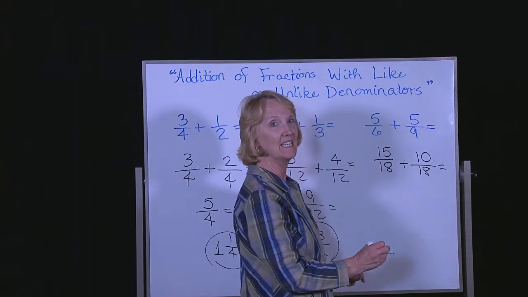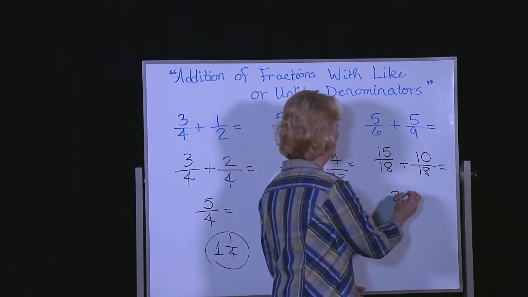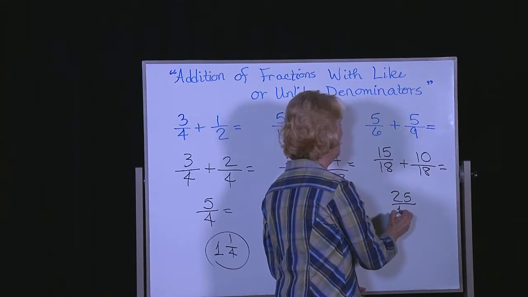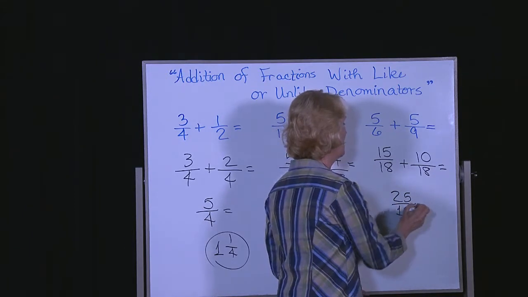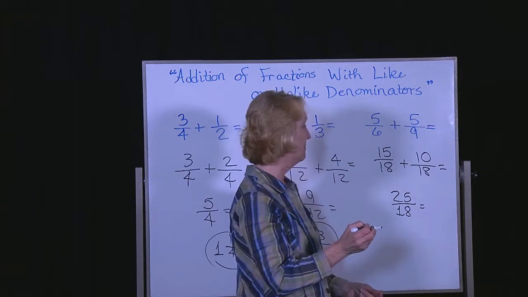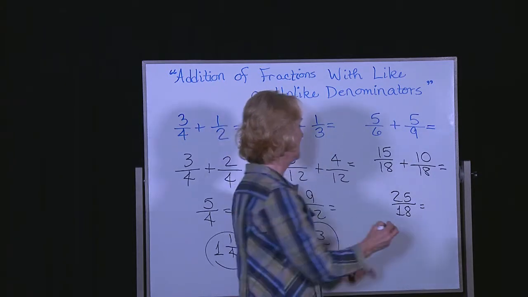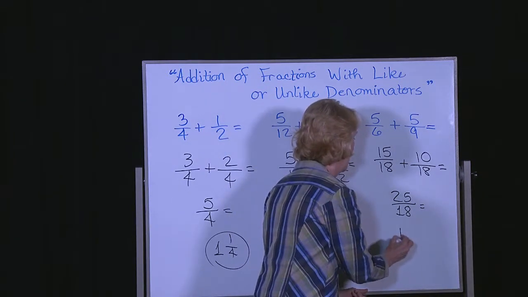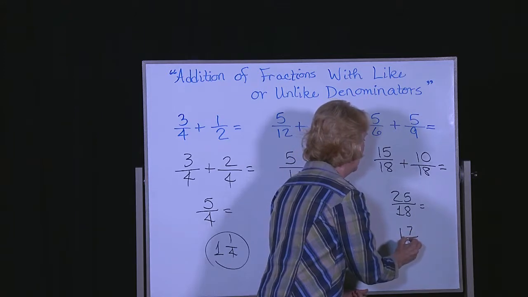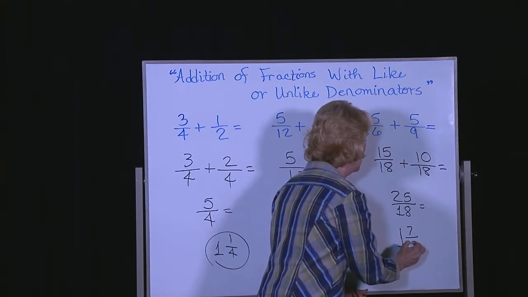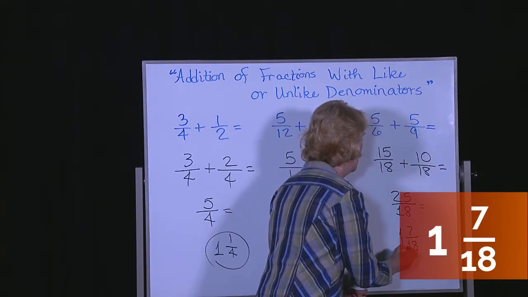15/18 and 10/18 makes 25/18. That is an improper fraction, so we have to make that into a mixed number. 18 goes in there once, and then there's 7 left over. So 1 7/18 is your answer.